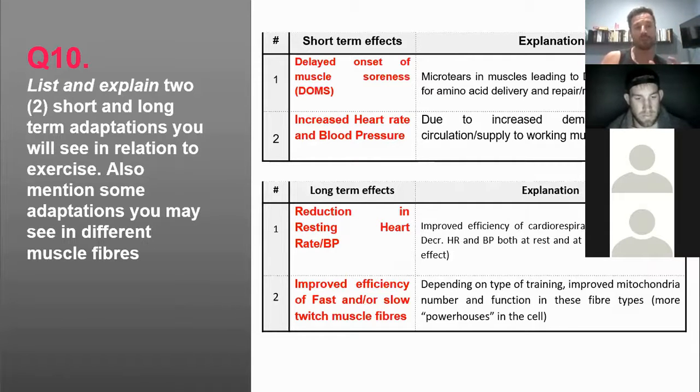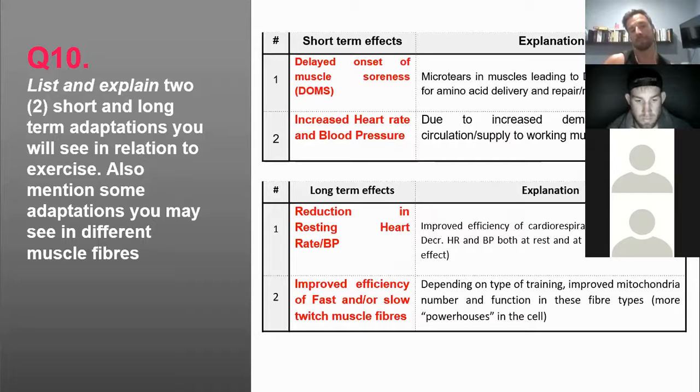The first one is that there will usually be some form of delayed onset muscle soreness, or DOMS. What that essentially is, is micro tears in those muscles, and that leads to the delayed onset muscle soreness. As I'm sure you're quite aware with DOMS, it's usually worse about 24 to 48 hours after exercise. Logan, what would be some types of exercises or things that would lead to DOMS?